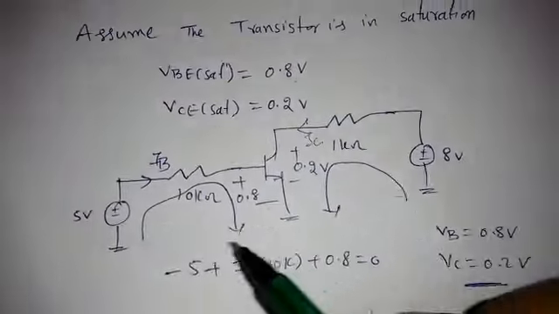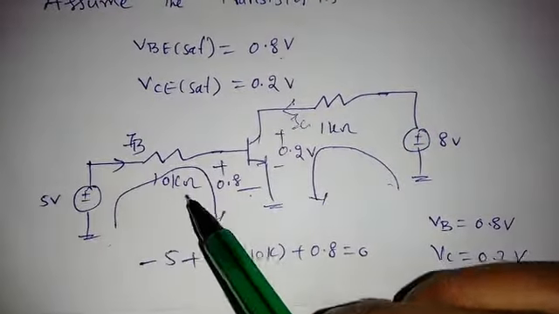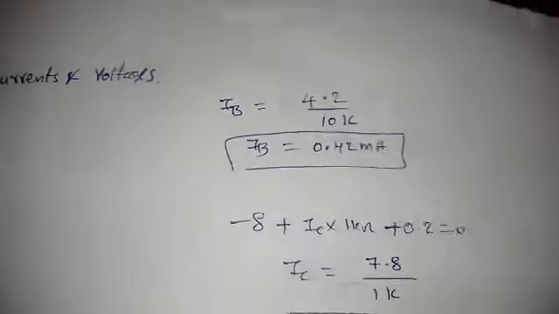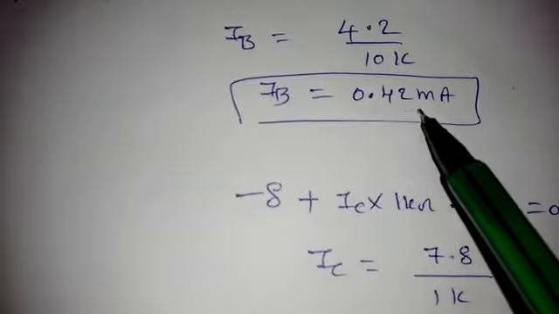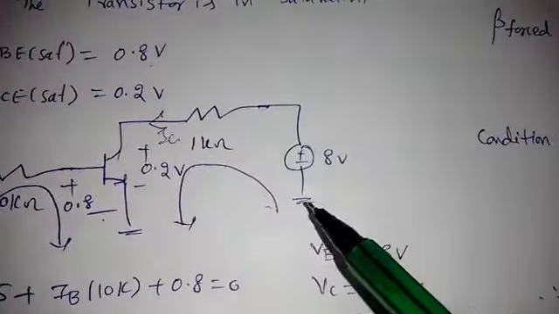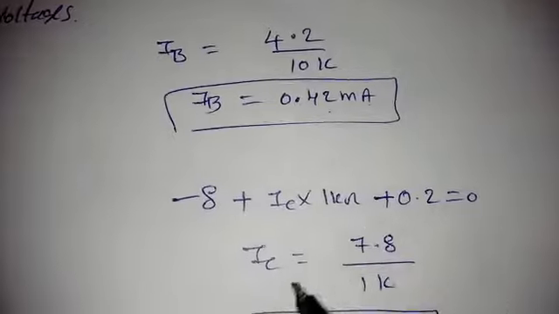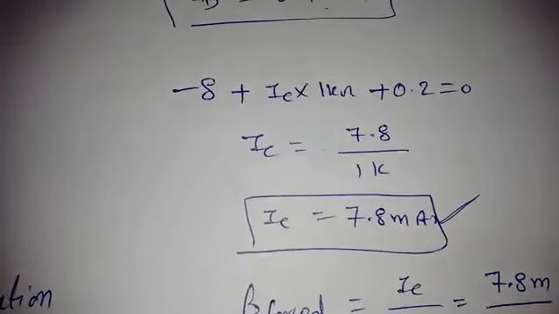Now, the input loop equation is -5 plus IB into 10 kilo ohm plus 0.8 is equal to 0, right? So by this expression I will get IB is equal to 0.42 milliampere. At the output side, the expression is -8 volts plus IC into 1 kilo ohm plus 0.2 volts. So by this expression I will get IC as 7.8 milliampere.